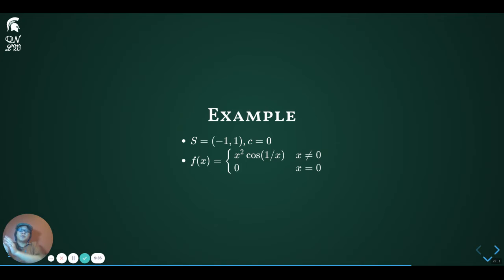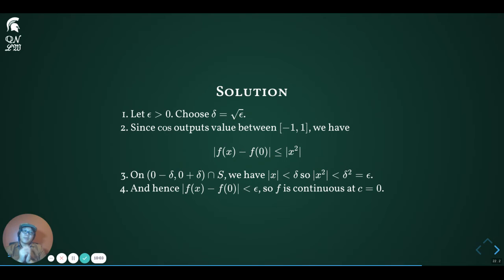Now, let's treat a function which we didn't do before. Our domain S is now the open interval from -1 to +1, and C is equal to the origin still. We take our function to be the function that equals x squared times cosine of 1 over x for x non-zero, and f of 0 equals 0. It turns out that this function is continuous at C. Here's how we may check this fact.